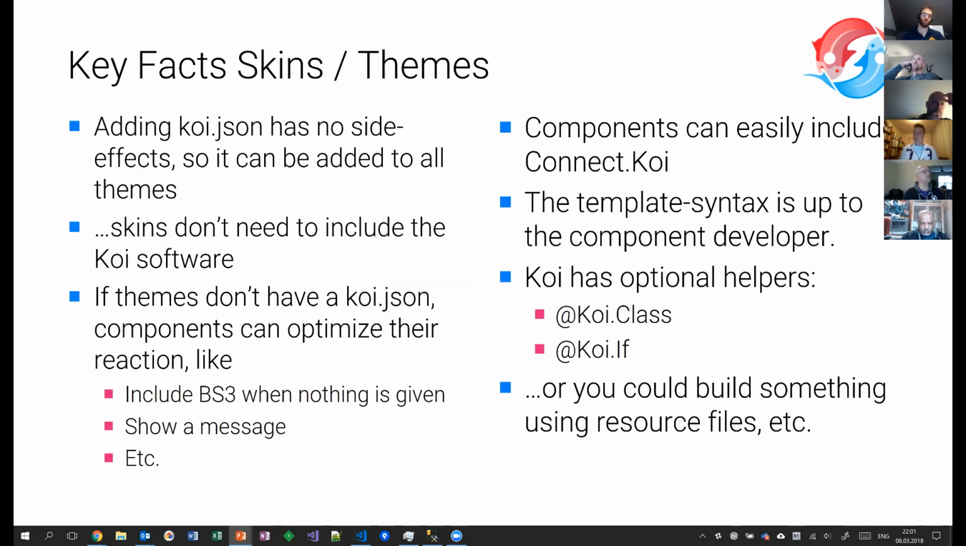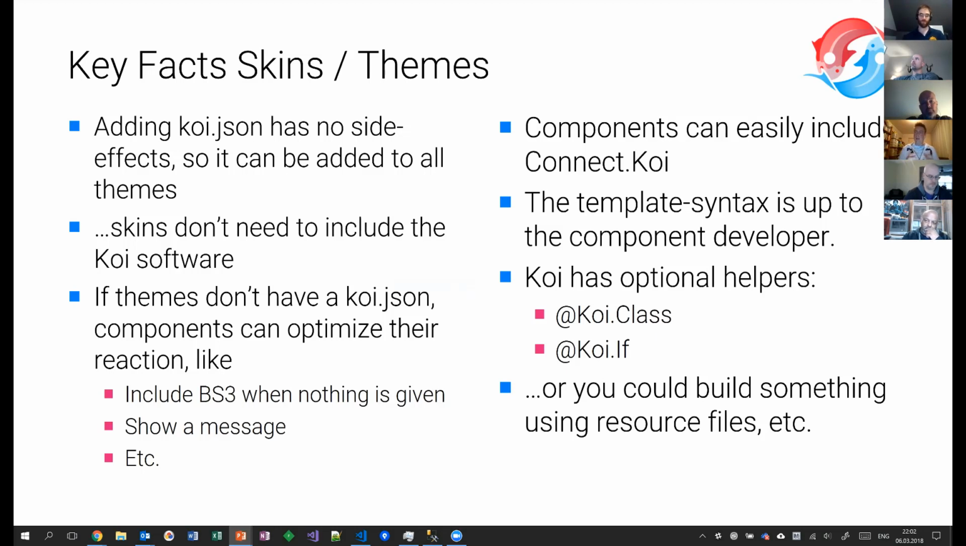They don't need to include the module. And if they don't have it, the component can detect that and say, okay, I don't know what framework is used, I'm going to include Bootstrap 3 now just to be safe, for example. If a component uses this, they can easily just include the Connect.Koi. And as we know, DNN will only install it if it's newer than the previous one.